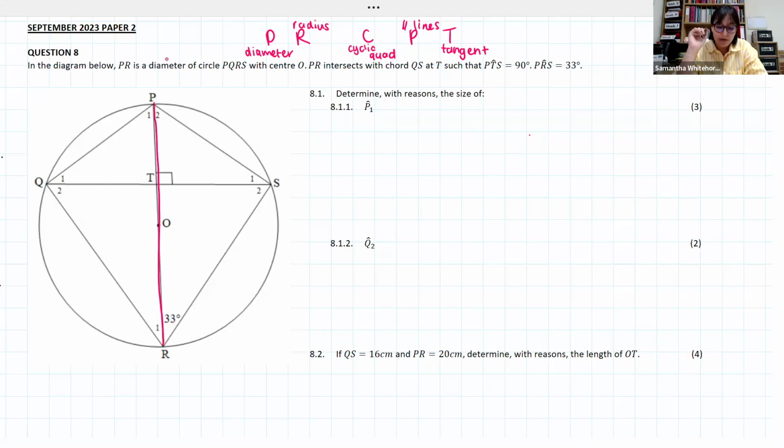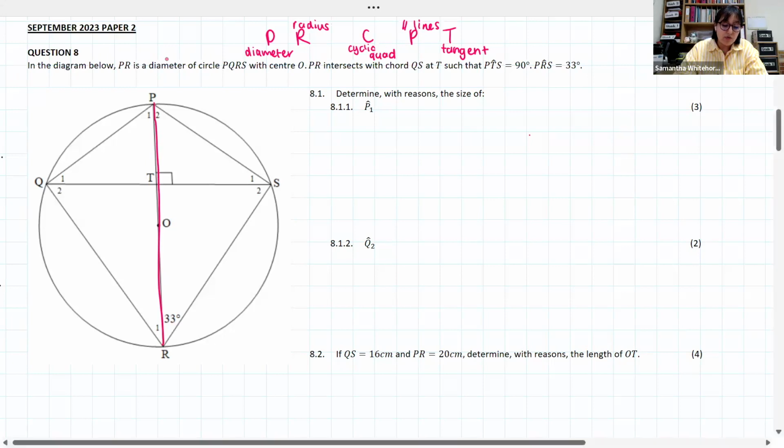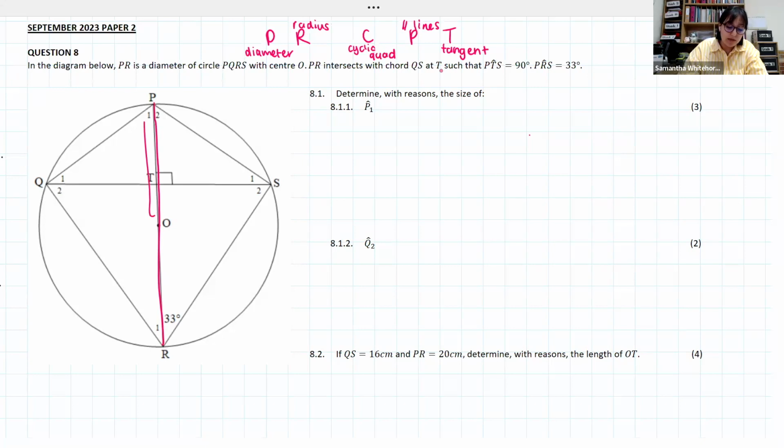So I've got a diameter. Obviously, any line now drawn from the center to the circumference is a radius. So for example, OP is a radius and OR is a radius. If I were to join, let's say, OS or OQ, those would also be radii. So that's the first thing I was told. The second thing I was told is that O is the center. In this case, it's not super important because I don't have any angles around there. And then I've been given the 90 degrees at PTS as well as the 33 degrees at PRS. So that's all of the information I've been given.